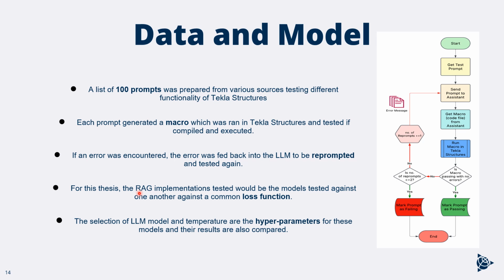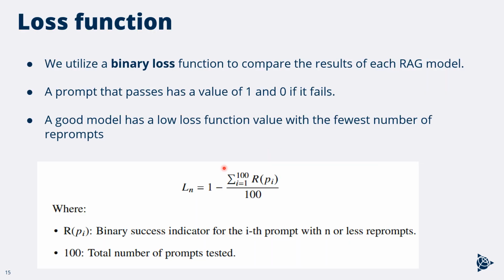And for this thesis, the RAG models implemented and tested would be compared against a common loss function, which we'll explain later. The selection of which LLM model to use, so GPT 4.0 or 4.0 mini, and the temperature can be considered the hyperparameters for these models. The impact of these hyperparameters is also compared. We utilized a binary loss function to compare the results of each of these RAG models. If a prompt passed, it would have a value of 1. If it failed, it would have a value of 0. The idea is that a good model will have a low loss with the fewest number of reprompts.